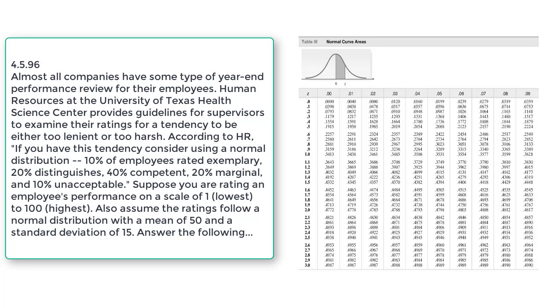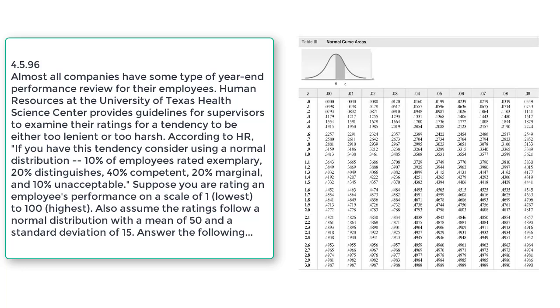For 4.5, number 96, we have the following question. Almost all companies utilize some type of year-end performance review for their employees. Human Resources, or HR, at the University of Texas Health Science Center provides guidelines for supervisors when rating their subordinates. For example, raters are advised to examine their ratings for a tendency to either be too lenient or too harsh. According to HR, if you have this tendency, consider using a normal distribution, where 10% of employees will be rated exemplary, 20% distinguished, 40% competent, 20% marginal, and 10% unacceptable.